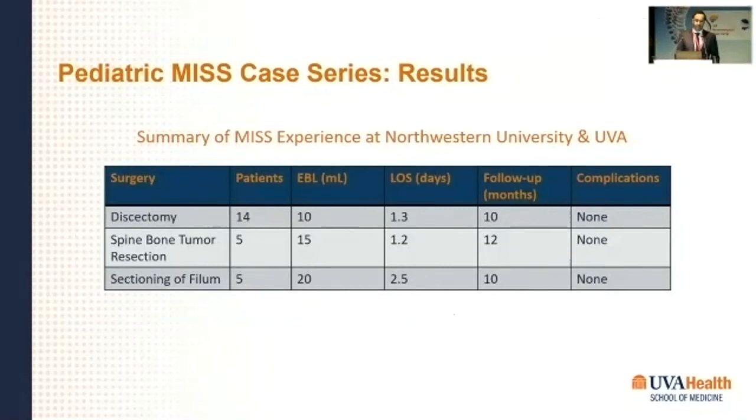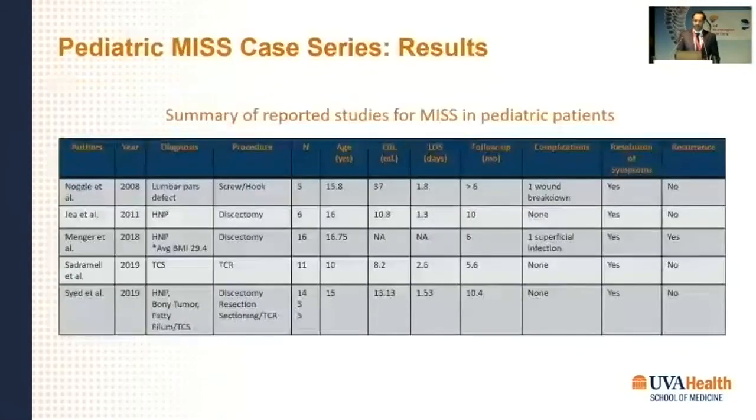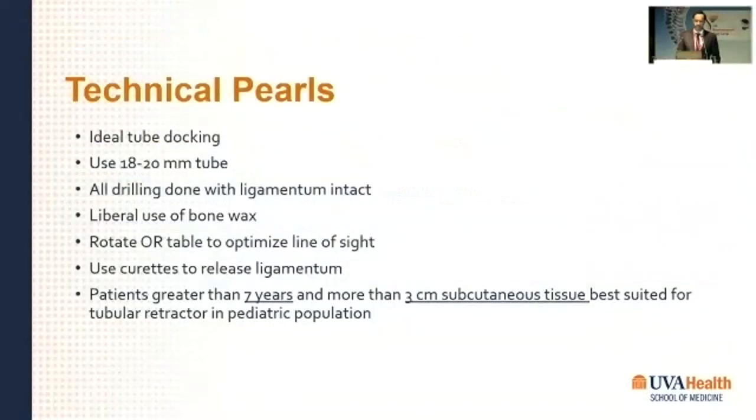So this is just a summary of our cases. Again, 14 discectomies, 5 spine tumor resections, and 5 sectioning of the filum. EBL is very minimal, length of stay usually less than 2 days, with no complications. This is a summary of all the reported MIS techniques in pediatric patients. The one of note is Menger and colleagues in 2018. They did discectomies on 16 people with an average BMI of 29.4. Certainly, as we know, in adult and obese populations, it is very beneficial to use tubular retractors in those cases.